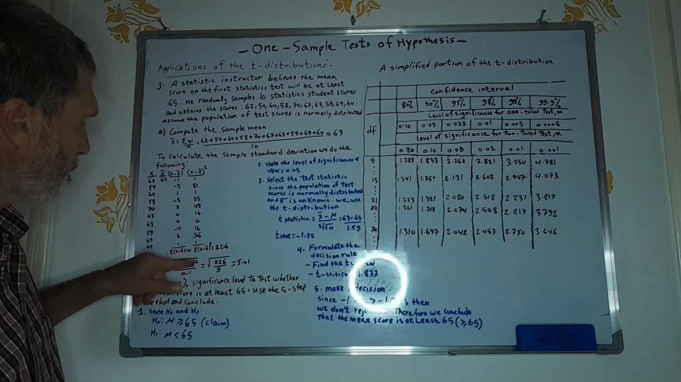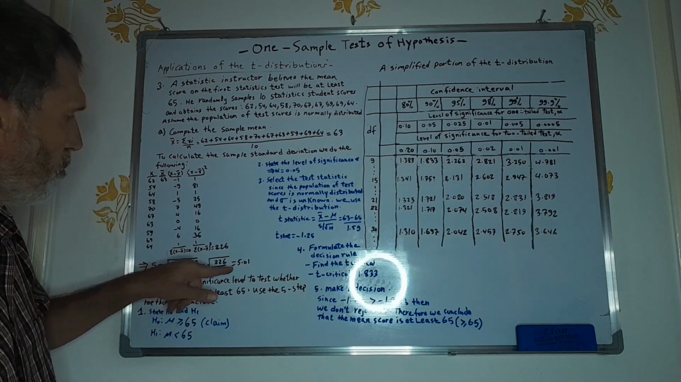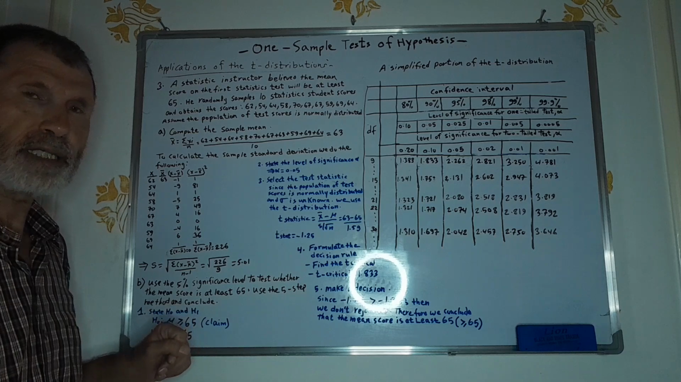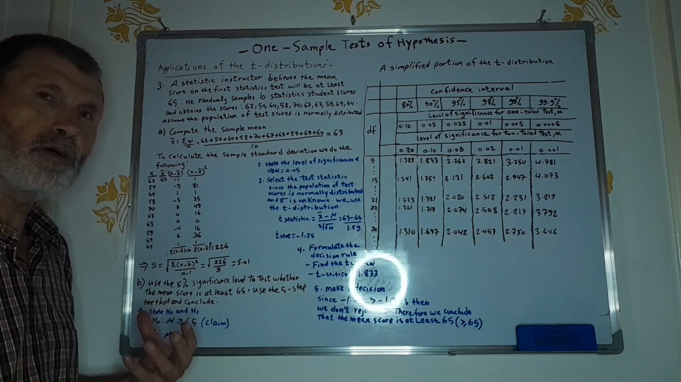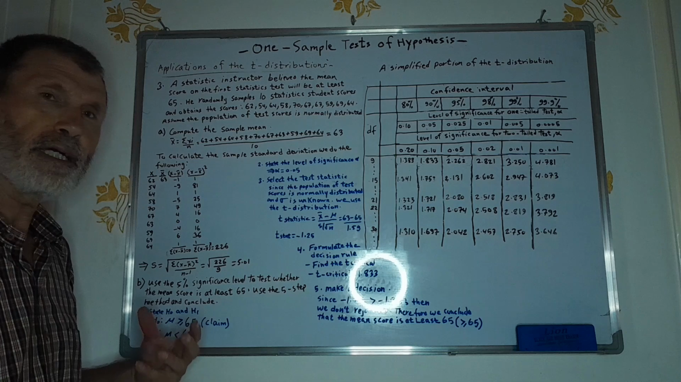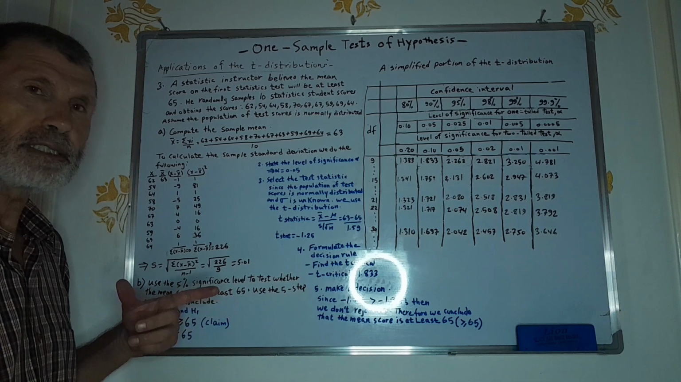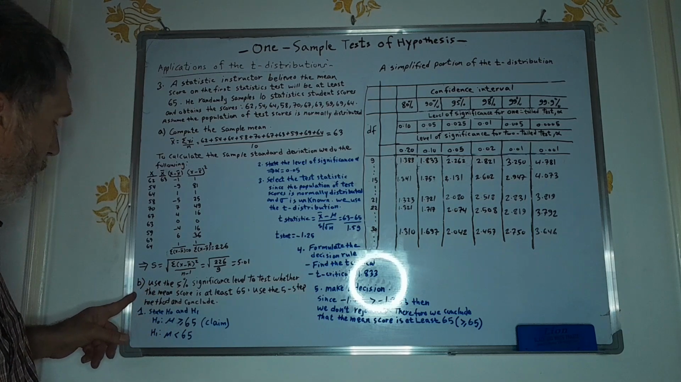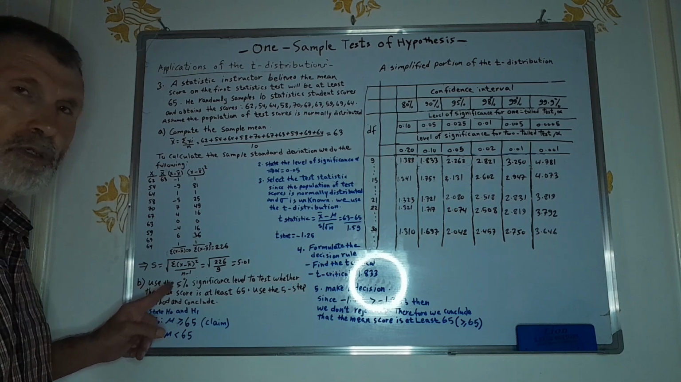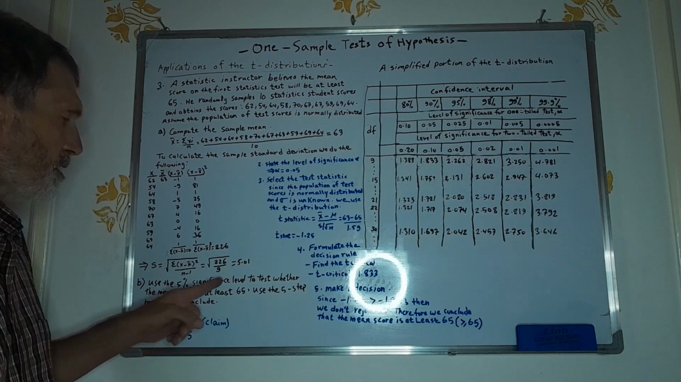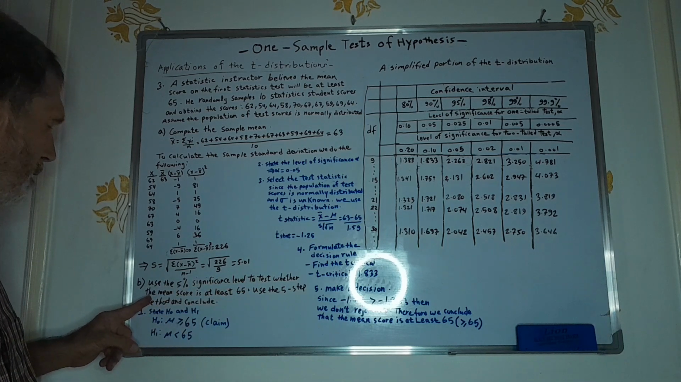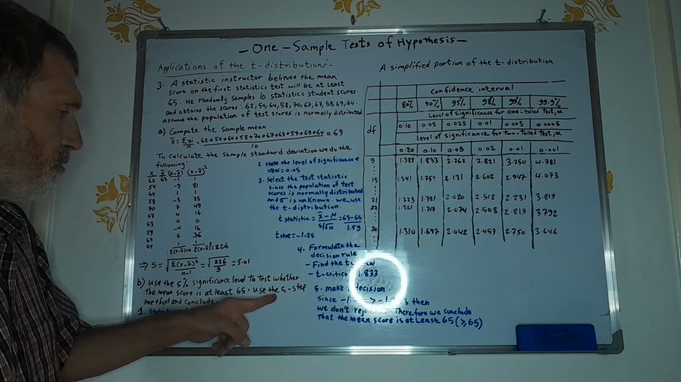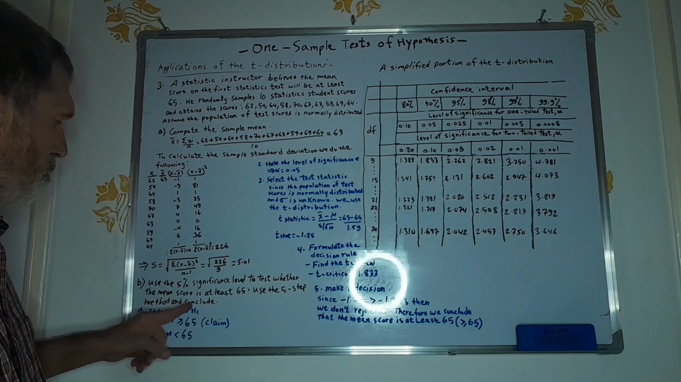We come up with 5.01. This 5.01 is the sample standard deviation, which is obtained by taking the square root of the variance. Now, part B says use the 5% significance level to test whether the mean score is at least 65. Use the 5-step method and conclude.